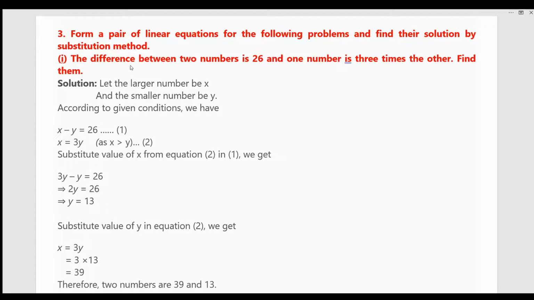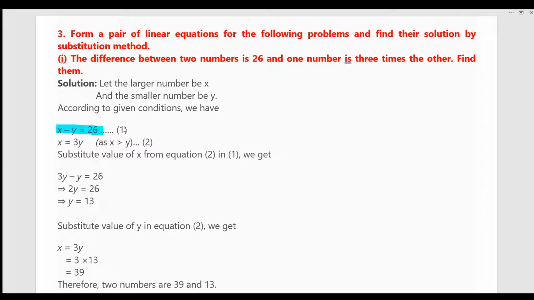So we will assume one number as x and the other number as y. As the difference is given, it means one number is greater than the other number. So let the larger number be x and the smaller number be y. So we will write the first equation as x − y = 26.